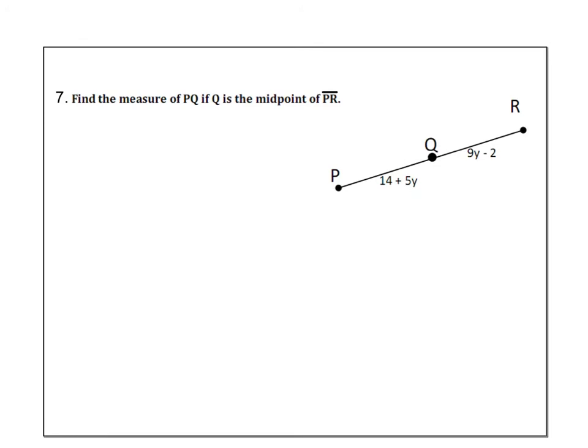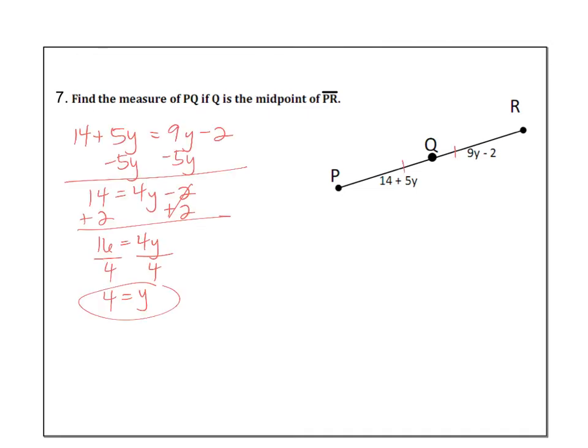Please pause the video, try number 7, and then check your answer. So you can see that we want to find the measure of PQ, and Q is the midpoint of segment PR, which means Q is right in the middle. So I set the two sides equal to each other and solved it and got y equals 4, but I am not done, because if you read the question carefully, they say find the measure of PQ. Well, that's this distance right here.